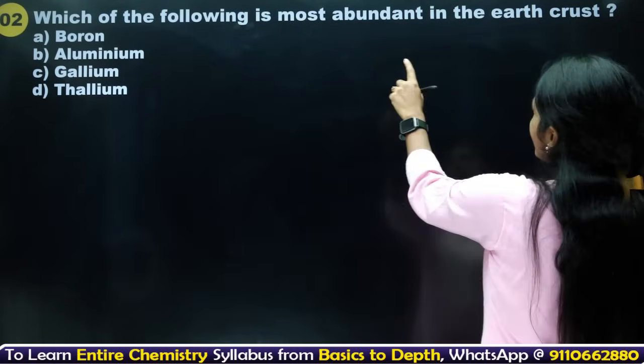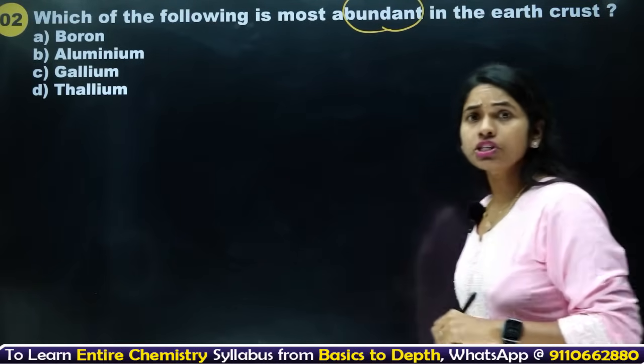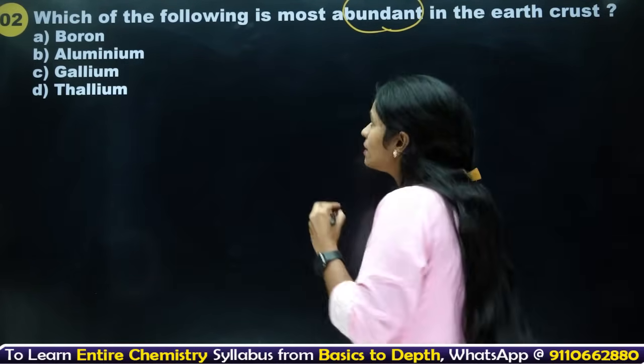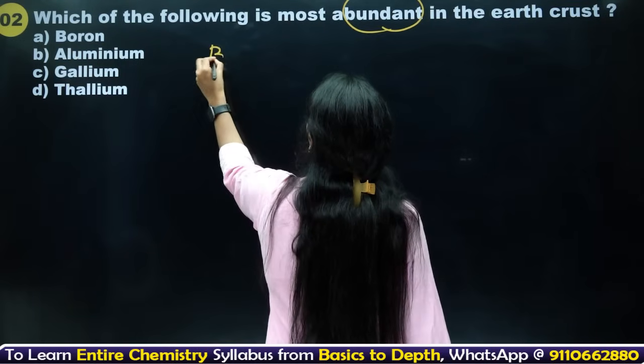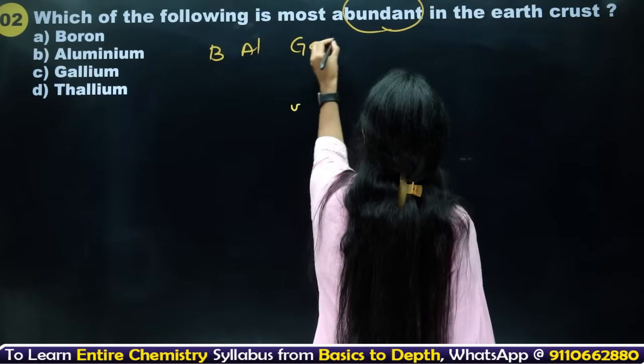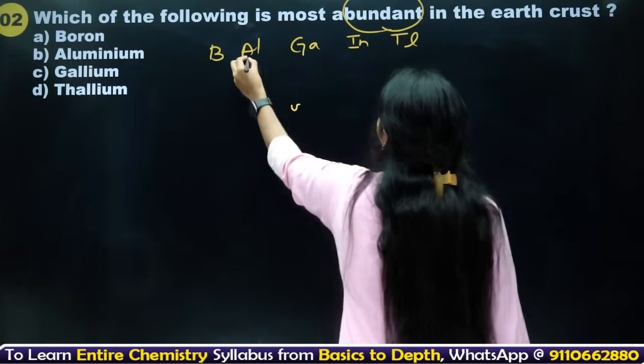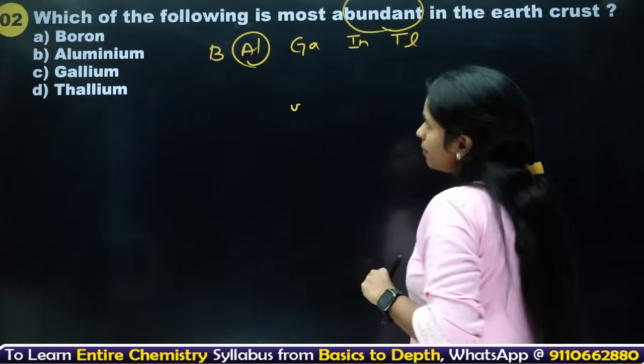Which of the following is most abundant in the earth crust? What are the elements of the boron family? Boron, aluminium, gallium, indium, thallium. In all these, aluminium is the most abundant element.